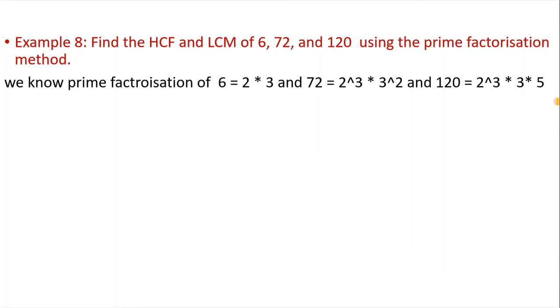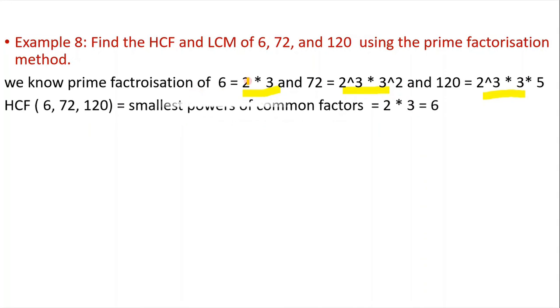If you want to find HCF and LCM, first for HCF, we want to see what the prime factors are that are common among the three numbers. Here we can clearly see that 2 and 3 are the prime factors common in all three numbers. So since HCF deals with the product of smaller powers of common prime numbers, the HCF of 6, 72, 120 is equal to 2 power 1 into 3 power 1, that is 2 into 3, which is equal to 6.